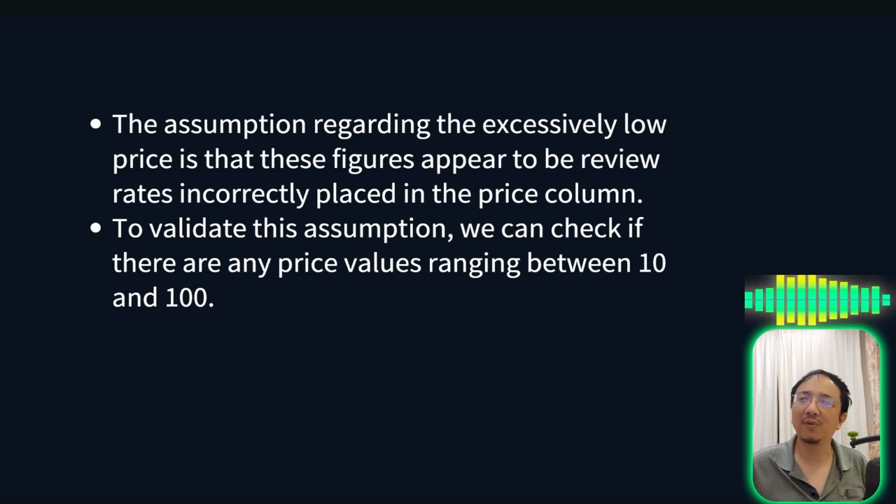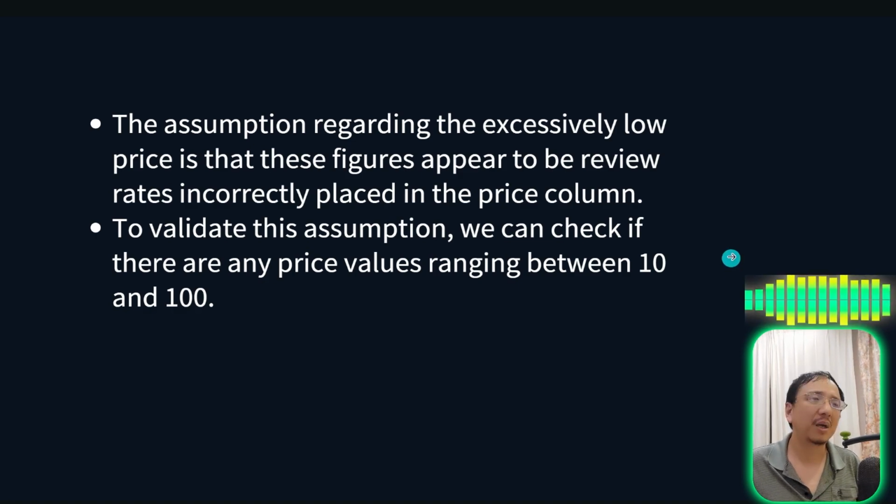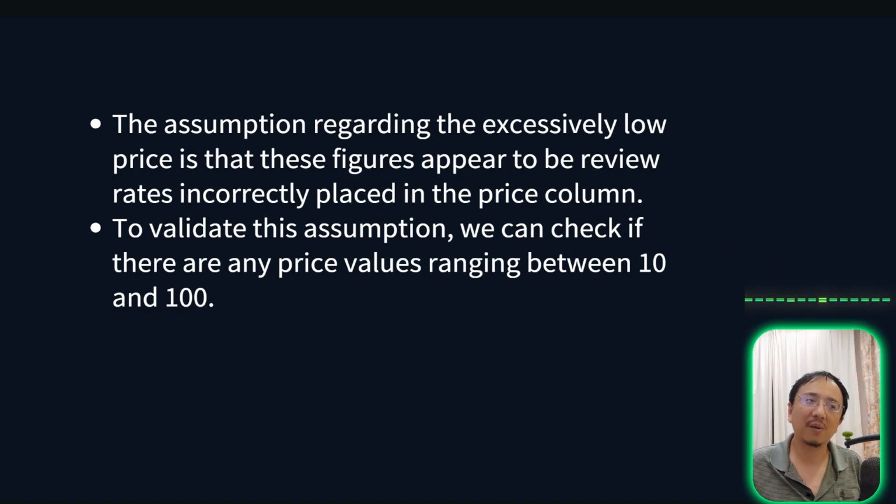For instance, some of these entries might have prices listed as less than 5, which seems unrealistic. To address this, we can discard any listings where the price is below 5. Similarly, we might consider removing any listings with price between 10 to 100 to avoid outliers. But we want to find some evidence to support our hypothesis. So the first step, I want to check if there are any price values between 10 to 100.